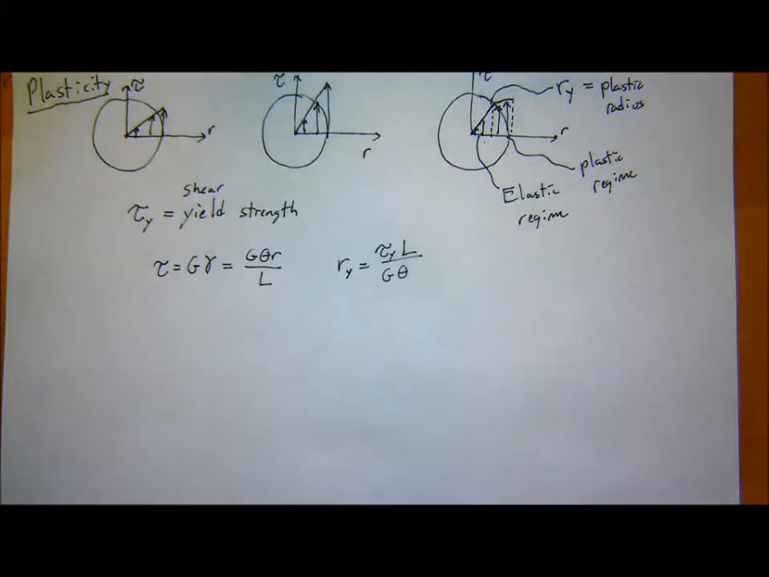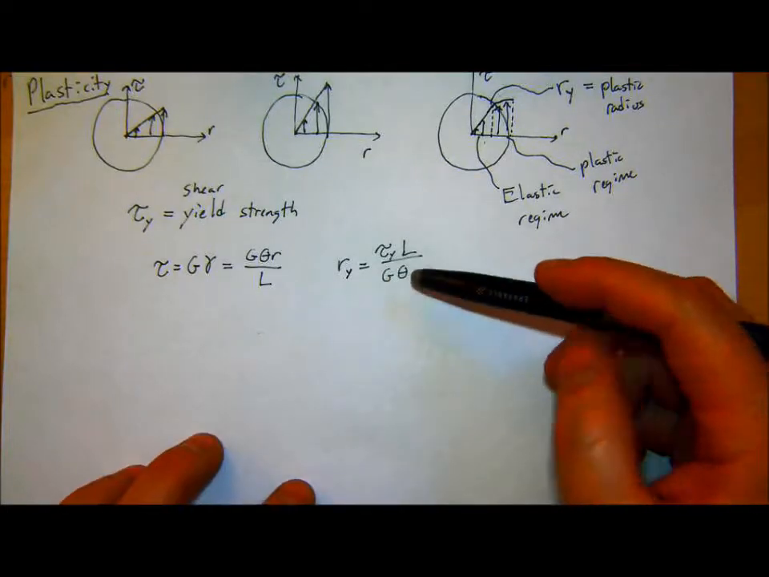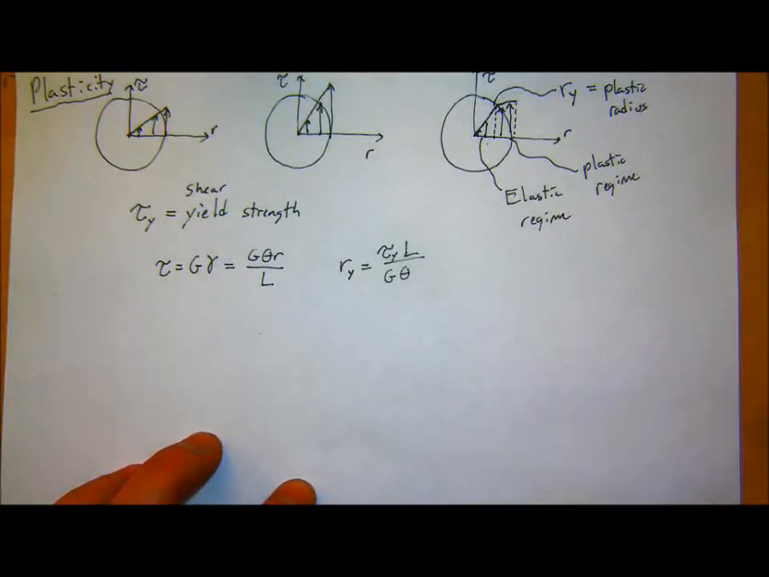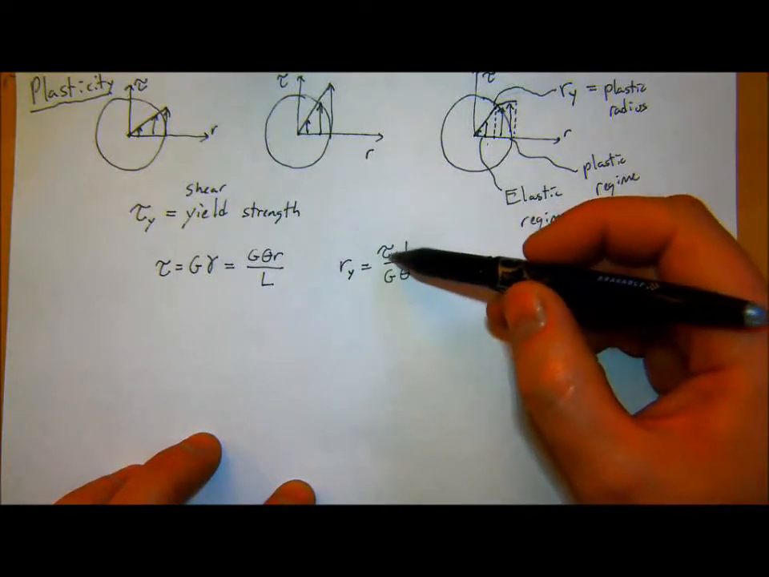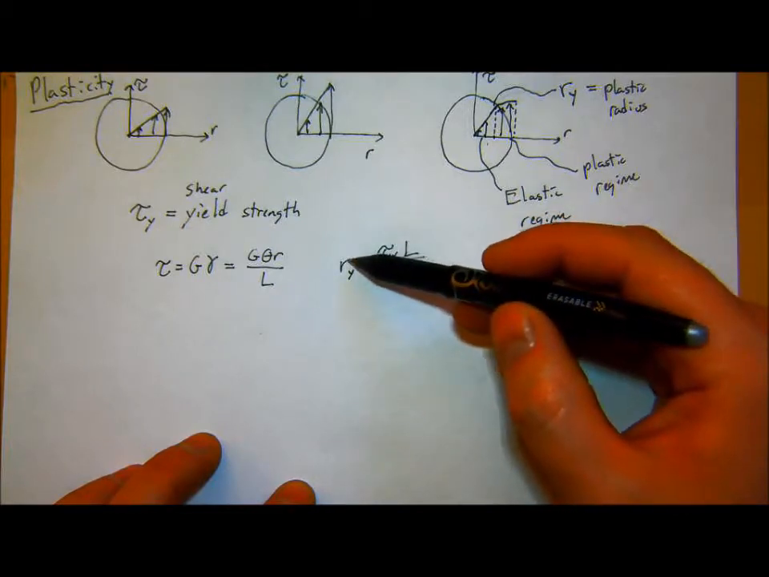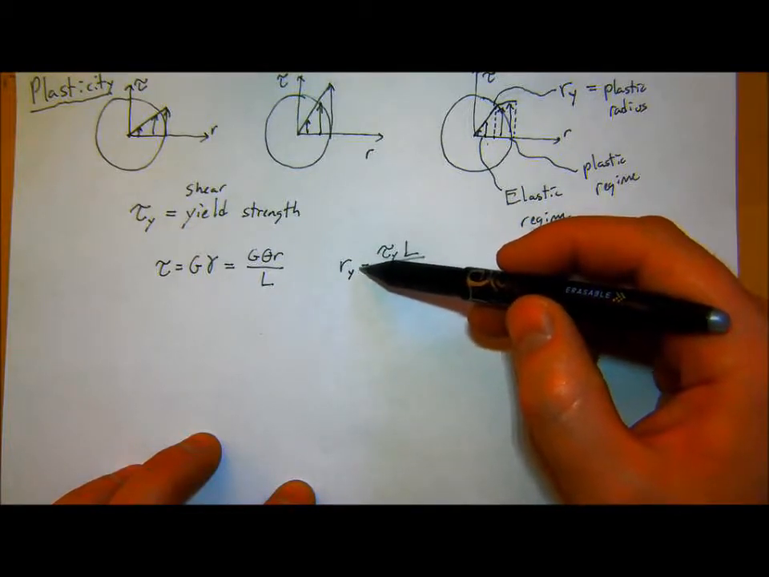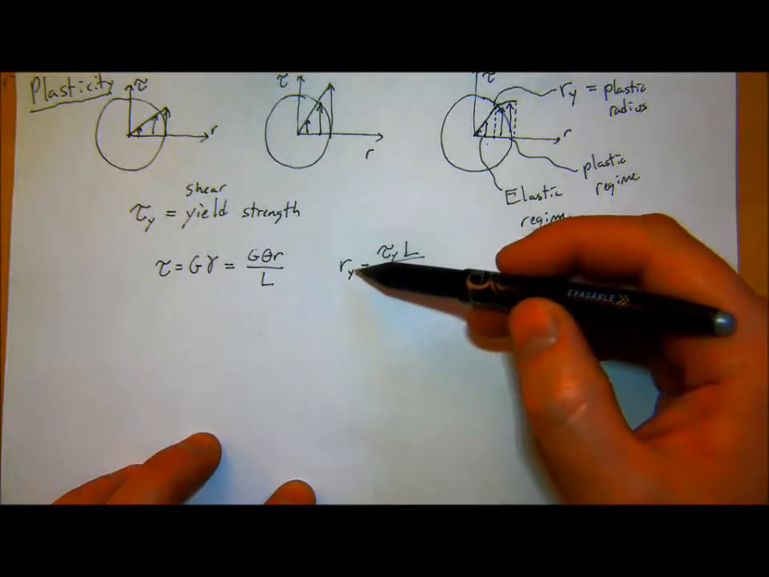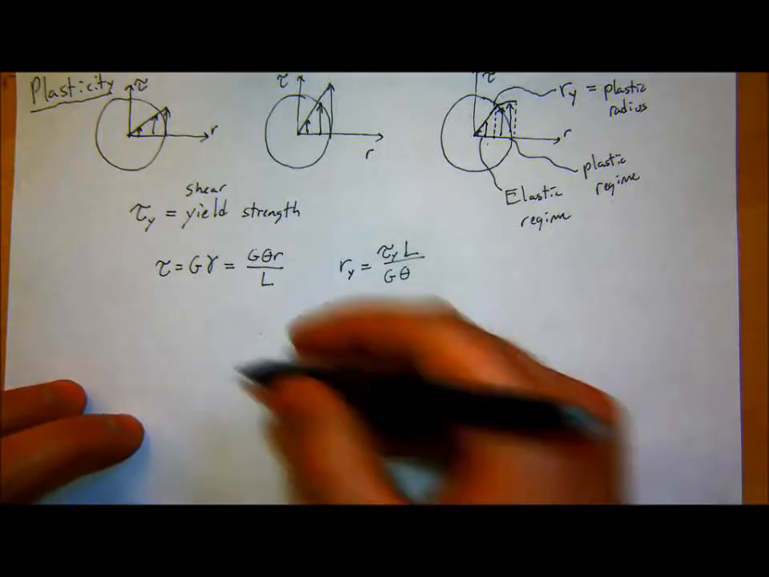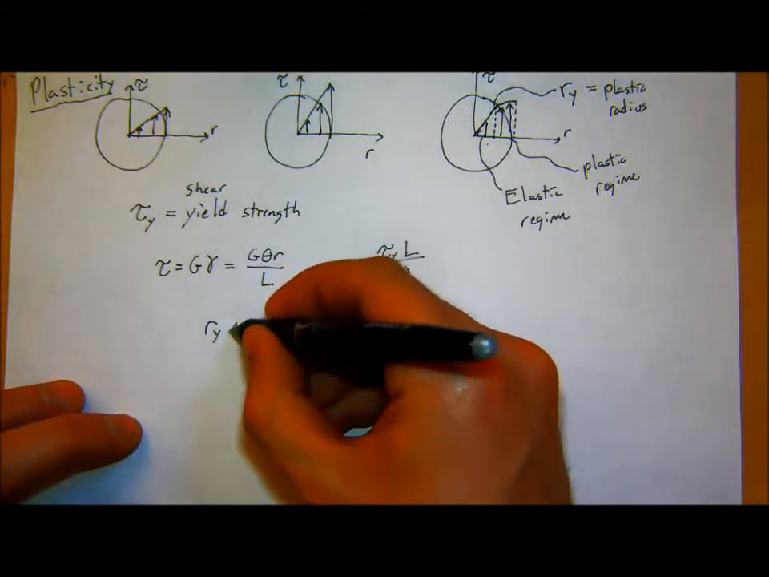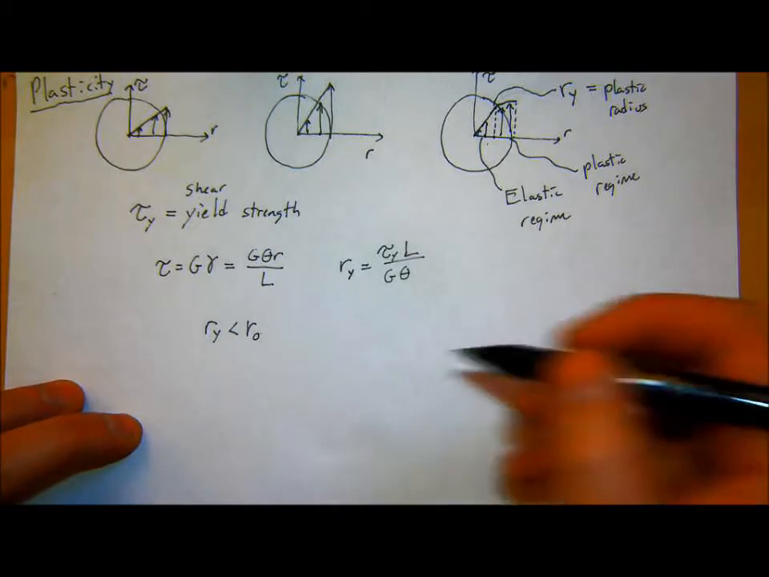So in this specimen, you can find when your amount of twist theta exceeds your known yield strength of the material, when this plastic radius Ry is less than the radius of your specimen. So when this Ry is less than your outer diameter, you know the specimen has begun to yield.